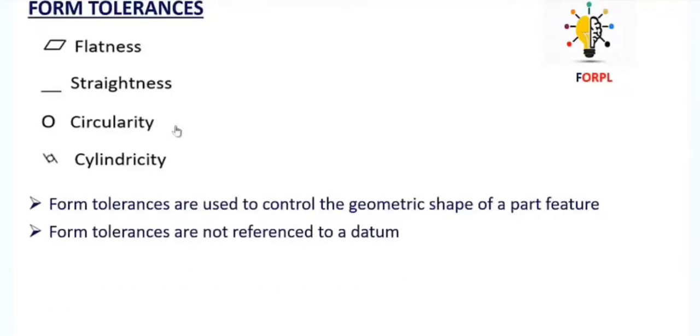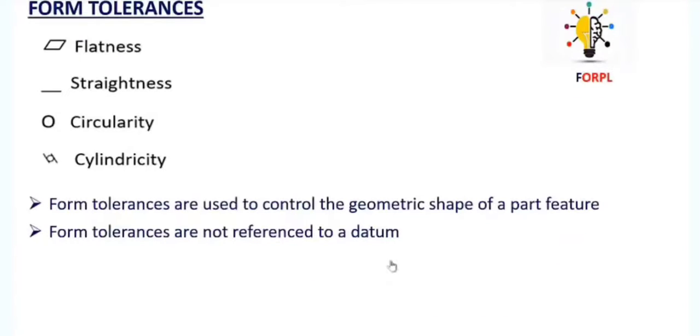Form tolerances are used to control the geometric shape of a part feature. It is like an individual tolerance. We are trying to define how your component should be, how much flatness, how straight it should be, whether it is circular. So like that it defines your shape.